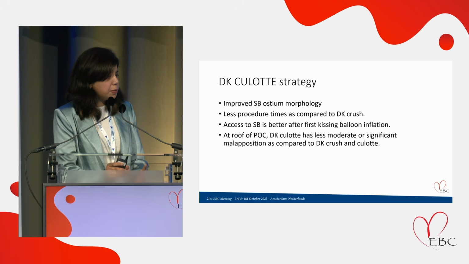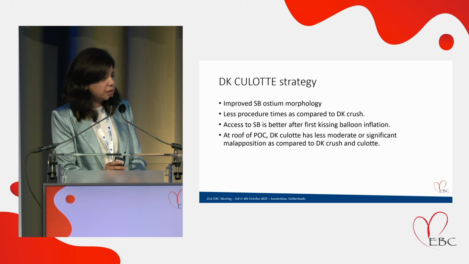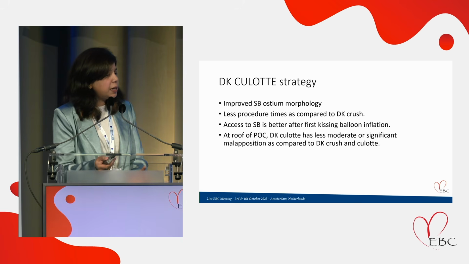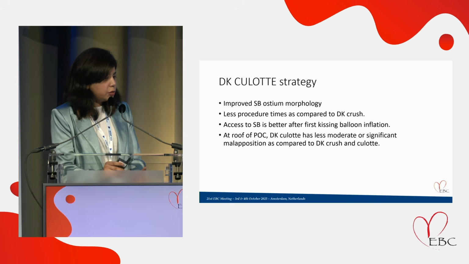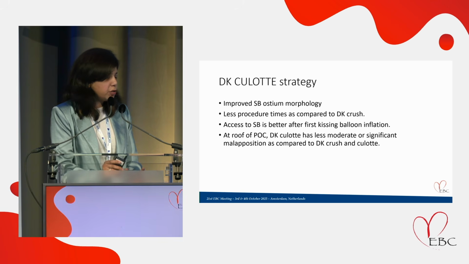There has been a paper published in EuroIntervention that it improves the side branch ostium morphology, and there are less procedure times as compared to DK crush. Because of the access to the side branch, it is better after the first kissing balloon inflation, and even the second rewiring is easier in the DK Culotte strategy. Also, at the roof of the polygon of confluence, DK Culotte has less malapposition as compared to DK crush and Culotte. Thank you.